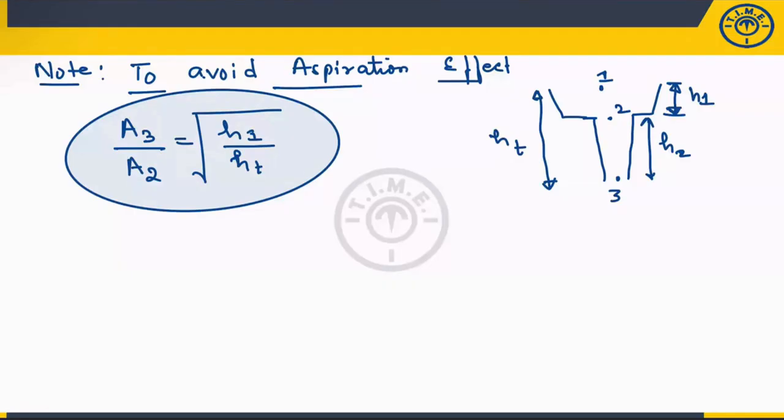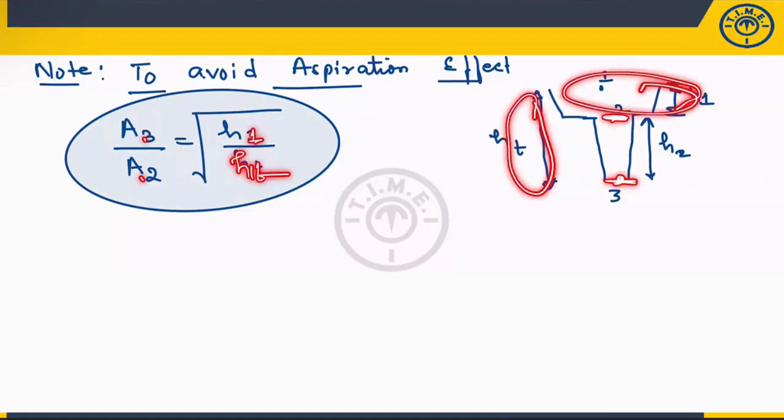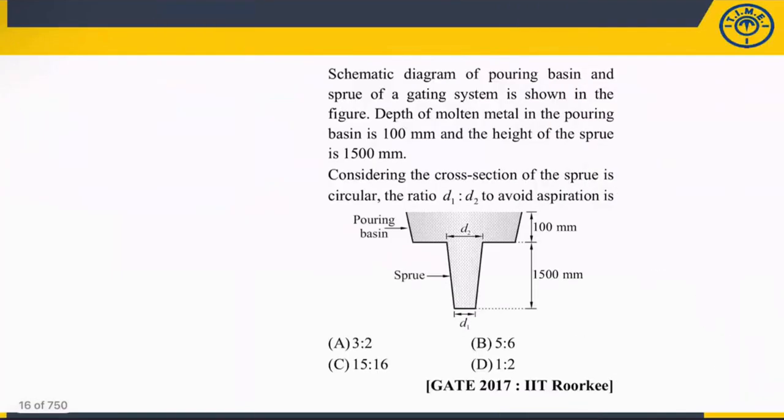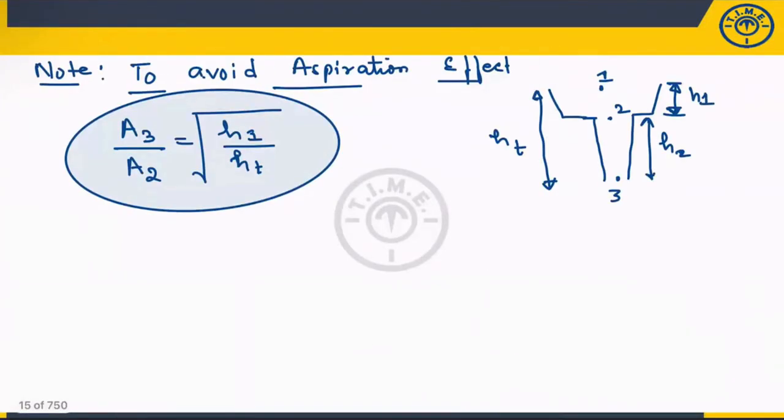Now I'm not going into detail to derive these results because we have very limited time for the revision. A3 is the area at the base, A2 is the area at the top of the sprue, which is equal to H1 divided by HT. H1 means the height of the pouring basin divided by the total height. Now, this question is based on this one. You just make a note of this and try to attempt this.